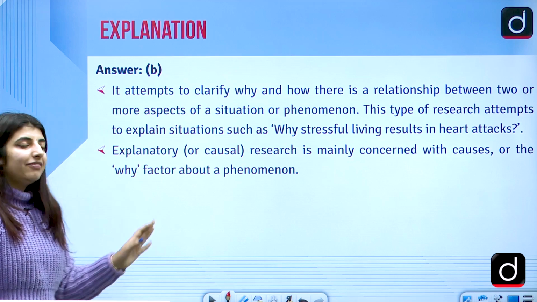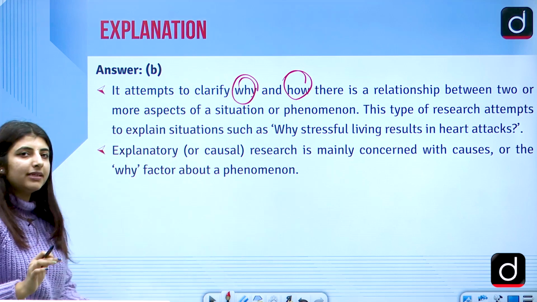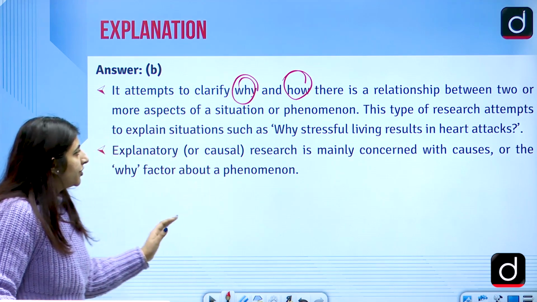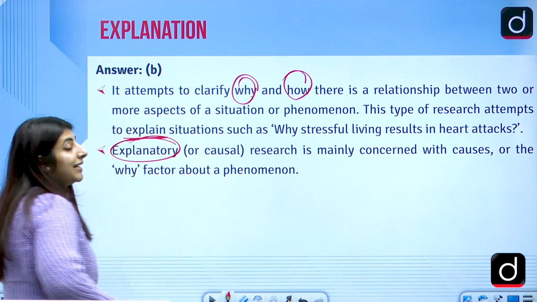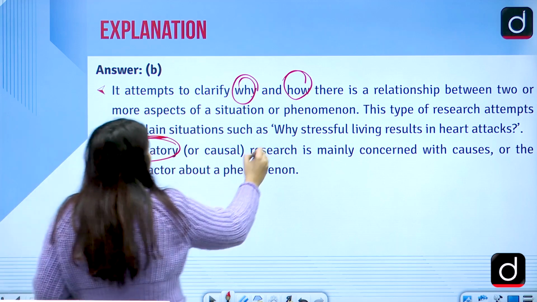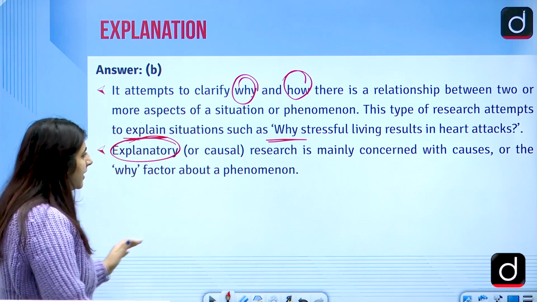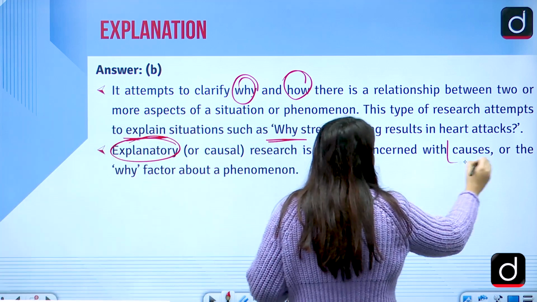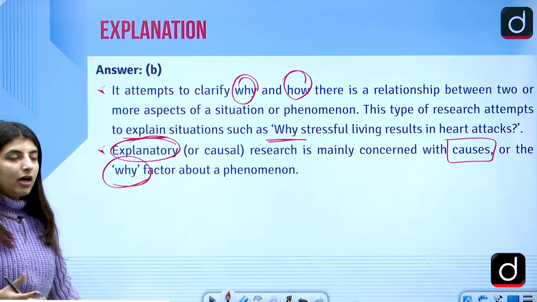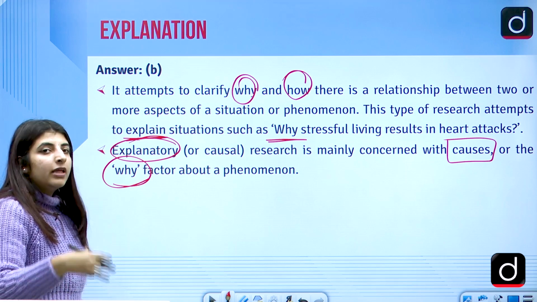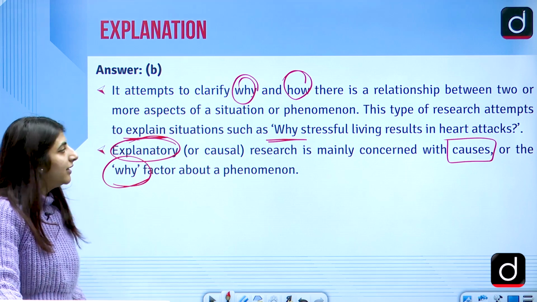So in attempts to clarify why and how there is a relationship between two or more aspects, explanatory research is used. This type of research attempts to explain situations, as the name suggests, because it is explanatory in nature, which is why, as we have in the question, why stressful living results in heart attacks, correct. This is mainly concerned with causes or the why factor about a phenomenon. Why did this happen? Why was there an earthquake? Those things which deal with whys are the sources of explanatory research, correct?